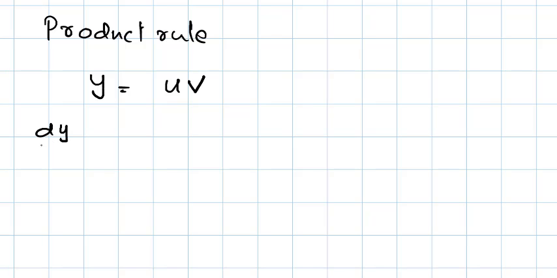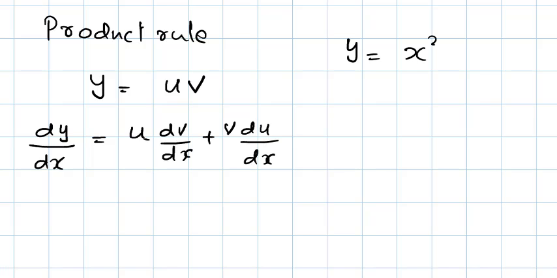Then we can study the product rule. That means suppose you have y equal to u into v, then what is dy by dx? dy by dx is u into dv by dx plus v into du by dx. Suppose you have y equal to x square into sin x, then you have two functions, one is x square and the second one is sin x. Now you can find out dy by dx using this method.